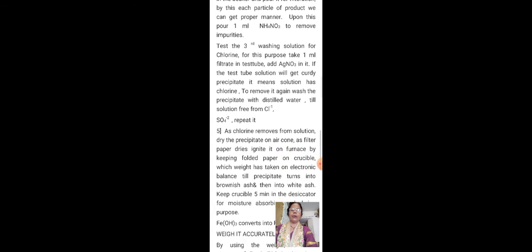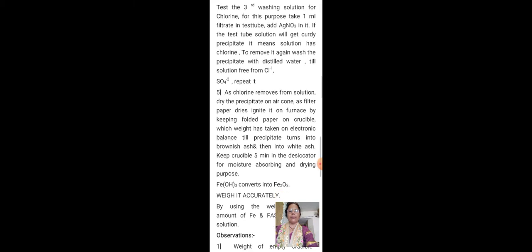To remove it, wash the precipitate again with distilled water until the solution is free from chlorine and sulfate. Once the chlorine is removed, dry the precipitate in an air cone. As the filter paper dries, ignite it in the furnace by keeping the folded paper in a crucible, whose weight has been taken on the electronic balance, till the precipitate turns into brownish ash and then into white ash. Keep the crucible for 5 minutes in a desiccator for moisture absorbing and drying.